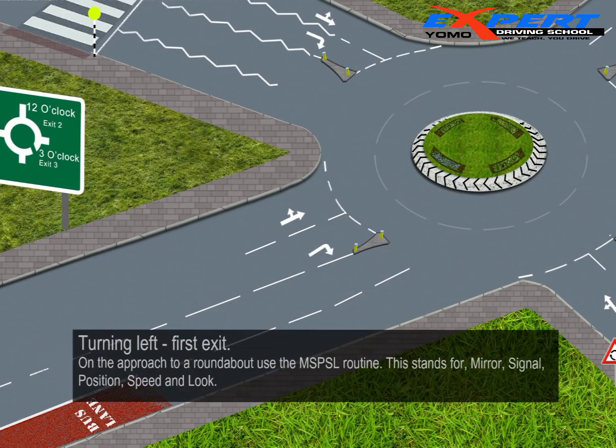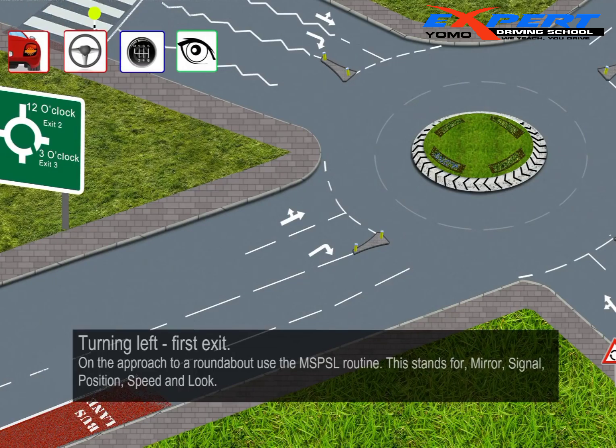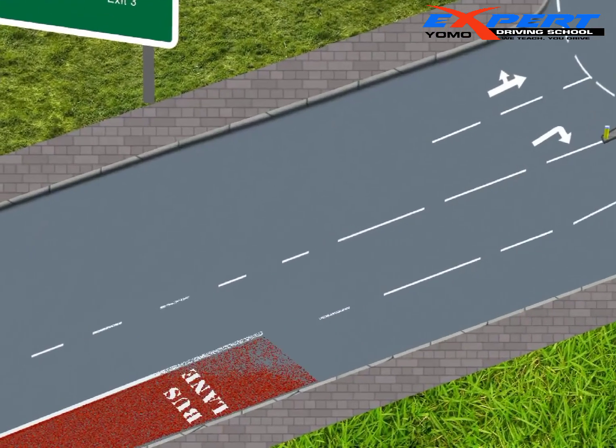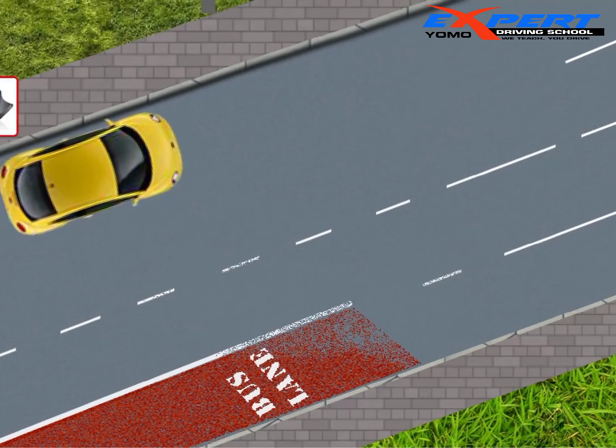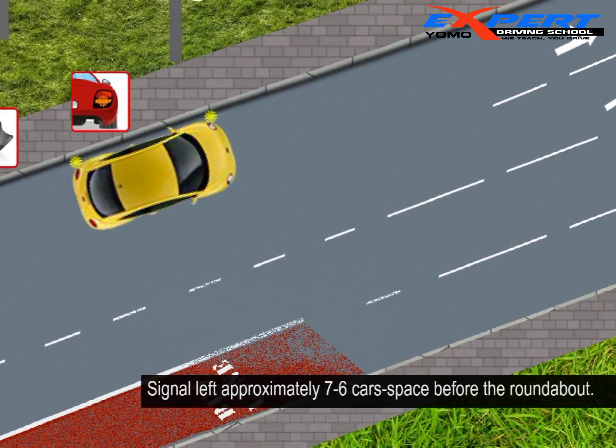Turning left, first exit. On the approach to a roundabout, use the MSPSL routine. This stands for mirror, signal, position, speed, and look. As you are turning left first exit, you will need to first look into your interior mirror, followed by your left mirror. Start mirror checks at least 10 cars space before you reach the roundabout. Signal left approximately 7 to 6 cars space before the roundabout.